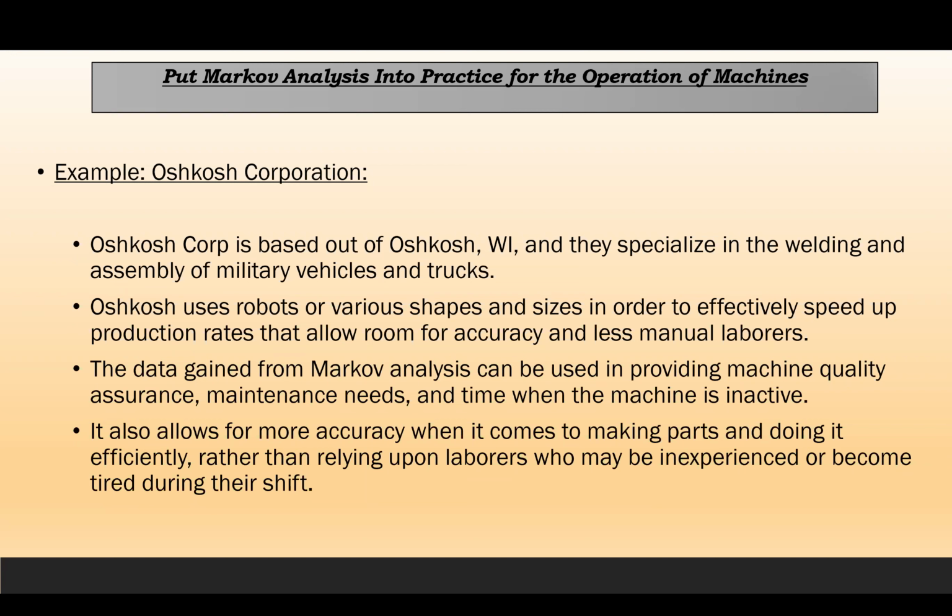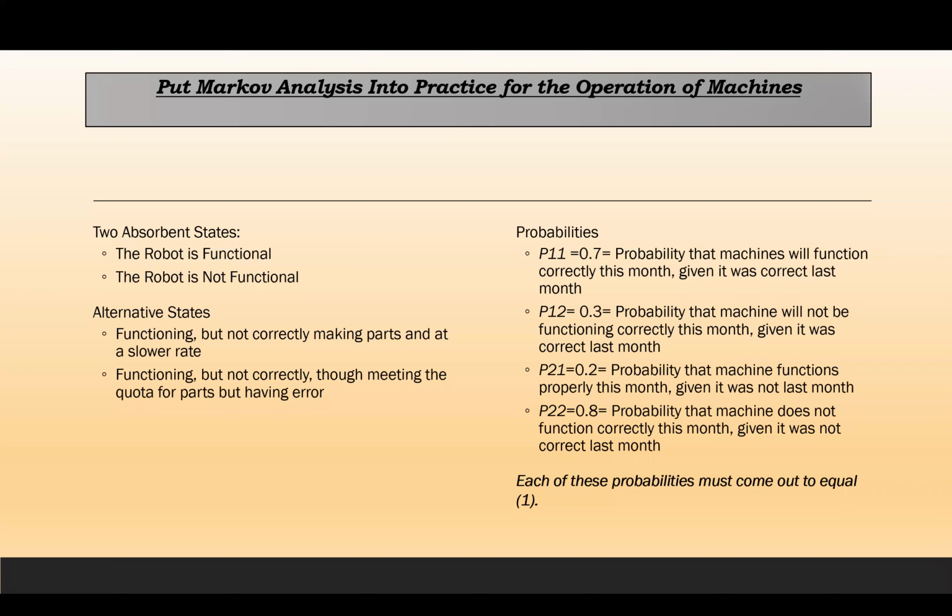In terms of absorbent states, you could say that there are two absorbent states here: either the robot is functional or it is not functional. And there are alternative states that funnel into these, where it could be functioning but not correctly, making parts at a slower rate, or it could be functioning not correctly by meeting the quota for the parts, but having errors.